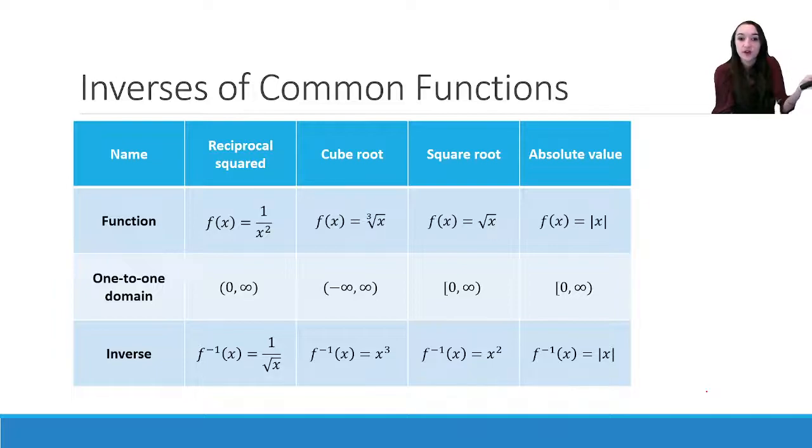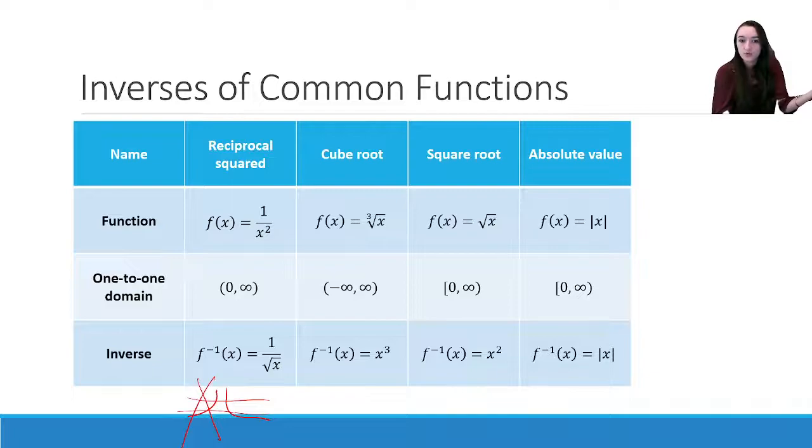The reciprocal squared, on the other hand, we do need to cut out part of its domain, because remember, the reciprocal squared looks kind of like this, so it's not one-to-one. But if we cut off this side of it, then we get this one-to-one function, and its inverse is 1 over the square root of x.